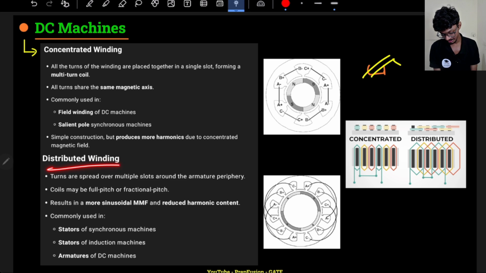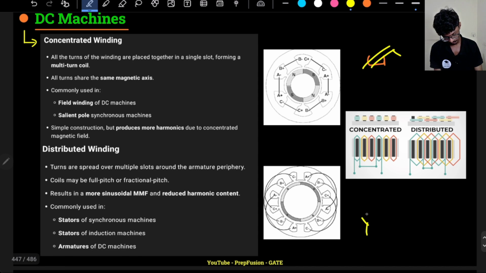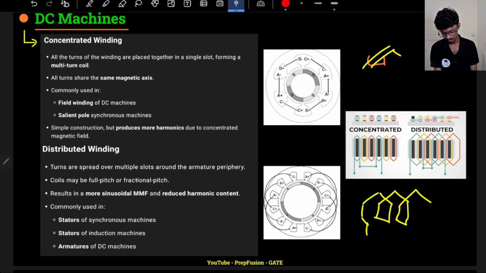In distributed winding, turns are spread over multiple slots. So for the same coil, if I have multiple turns, they are spread over. How do I explain? Here I have multiple turns of coil, and here I will have another coil, here another coil. So these different turns will be placed in different slots. They will not be placed in the same slot. That is known as distributed winding.